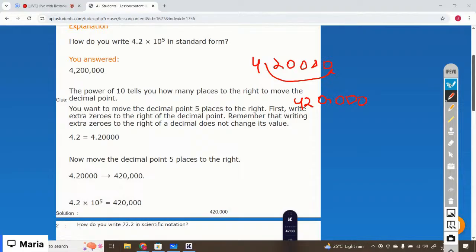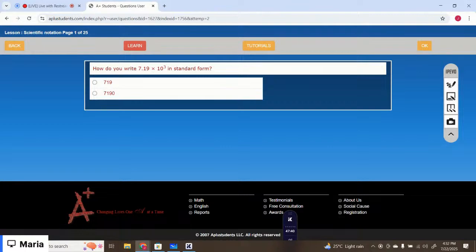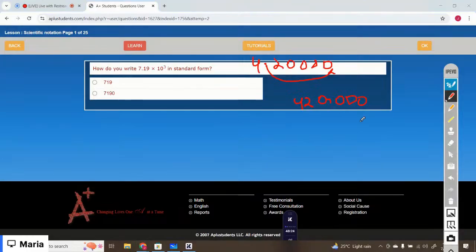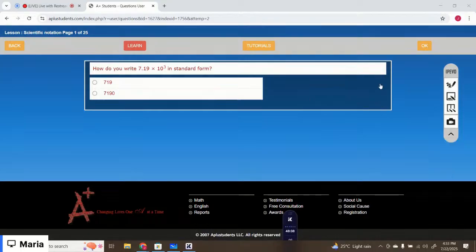Let's just start with the test. How do you write 7.19 times 10 exponent 3? So 10 exponent 3 means you need to move the decimal point three places right. 1, 2, 3. Move the decimal from here to here. That is 7,190. Option number 2 is the correct option.